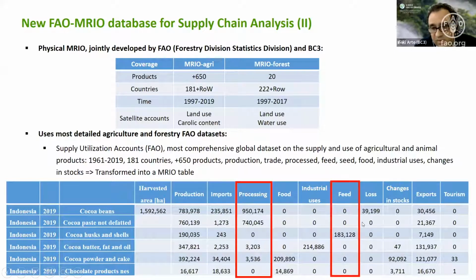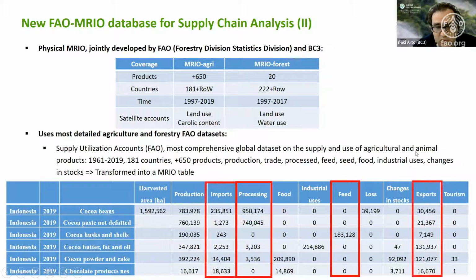We do the same for feed. We link this part of the cocoa husks that are used for feeding animals. We link this to the different type of animals. And with that, we are able to track the supply chain of animal products. For instance, we can link the demand of pork to the demand of cocoa husks and to the area harvested.